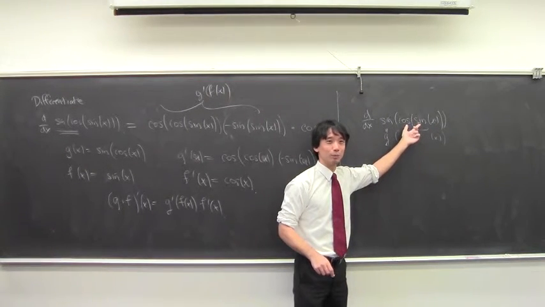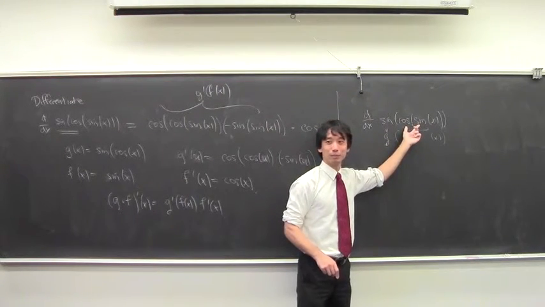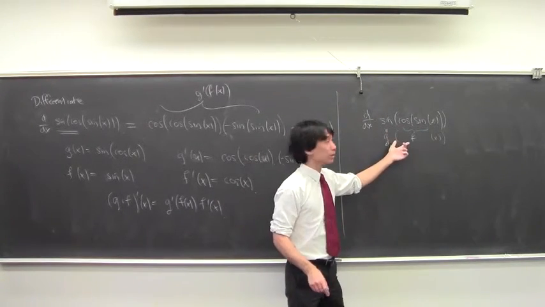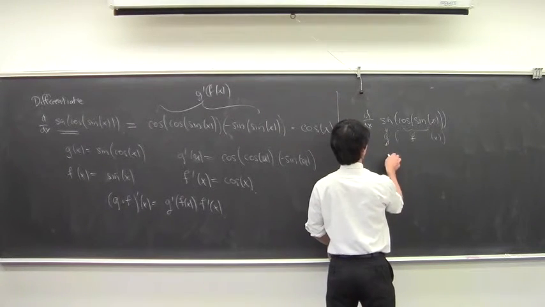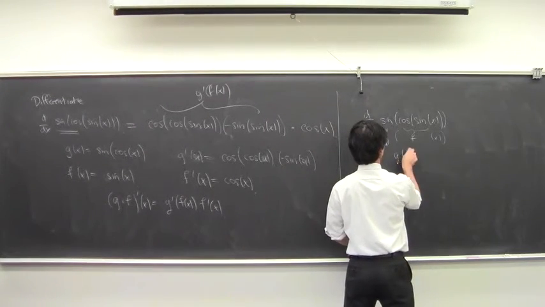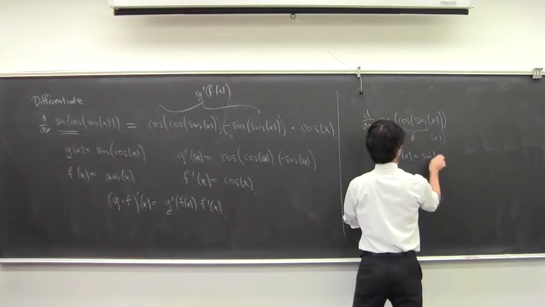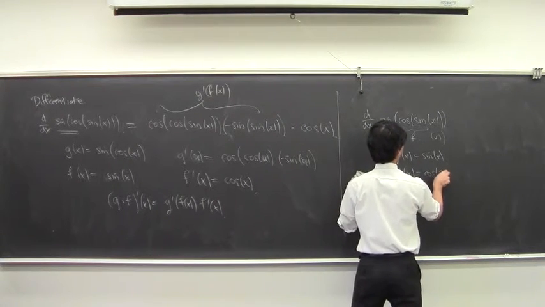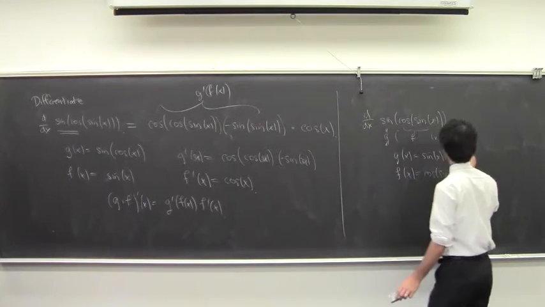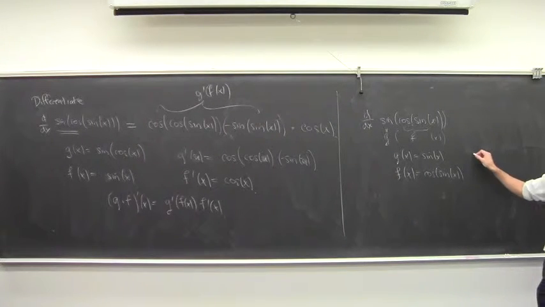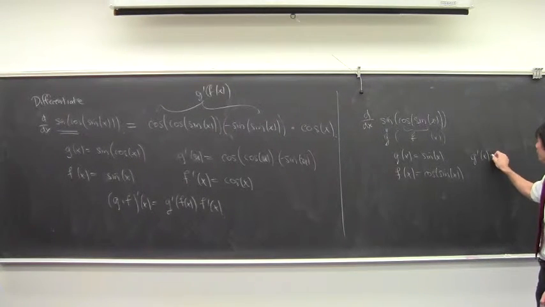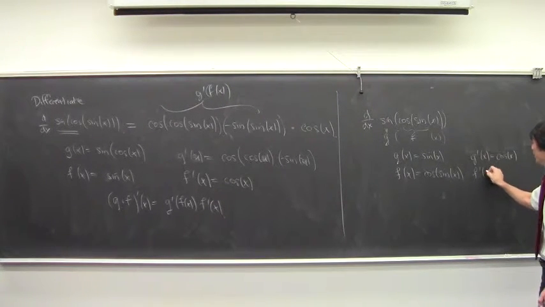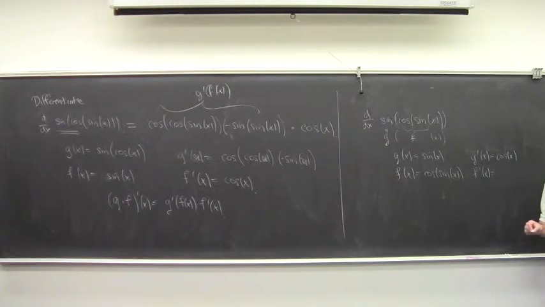Those of you who've done the chain rule before probably did it this way. But it's okay, you can do it the other way. So g is sine of x. F is cosine of sine of x. G prime is going to be cosine. And then f prime.